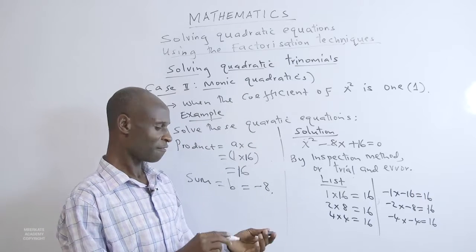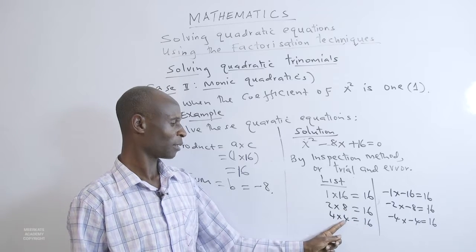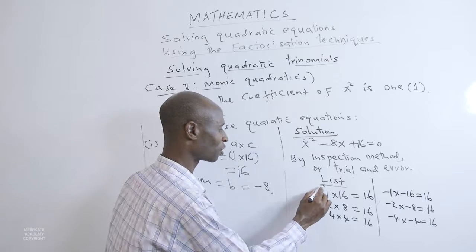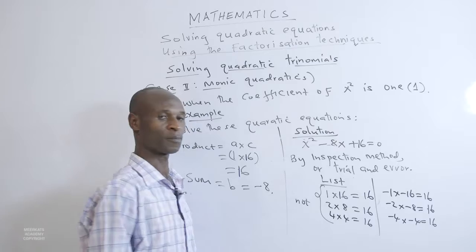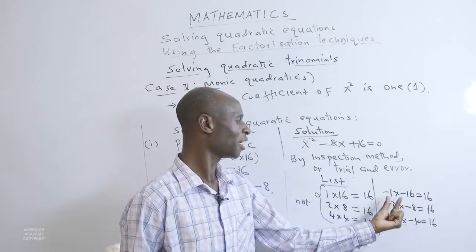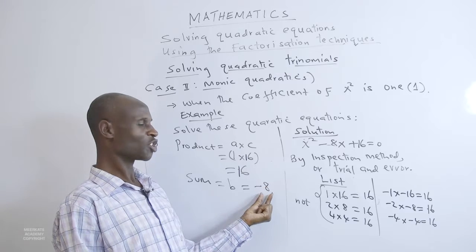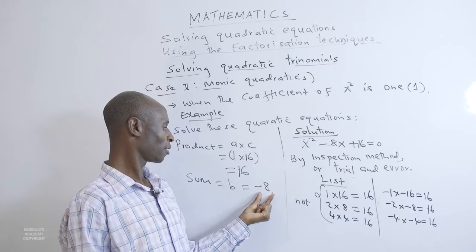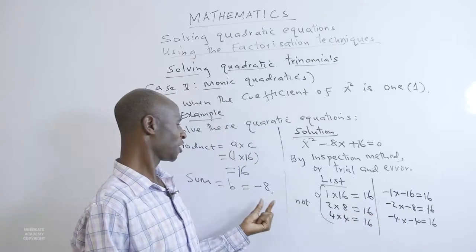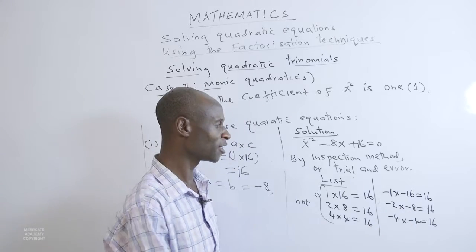So here we have 1 times 16 is 16, 2 times 8 is 16, 4 times 4 is 16. But when you add them, you don't get negative 8. So these are not the required factors. The next, we have negative 1 times negative 16 is 16. But negative 1 plus negative 16 gives you negative 17, which is not true as per our rule here. We are supposed to get negative 8. Negative 2 plus negative 8 is not negative 8 because it gives you negative 10. So again, this is not.